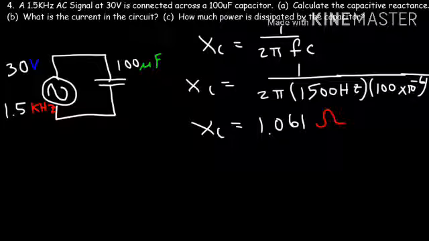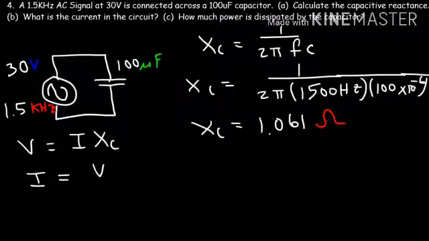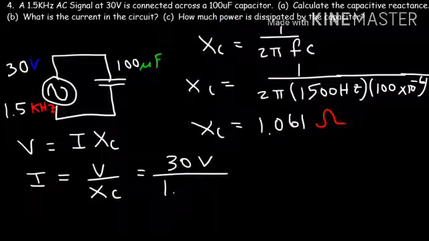Now what is the current in the circuit? So V is equal to I times XC, which means I is V over XC. So it's 30 volts divided by 1.061 ohms.